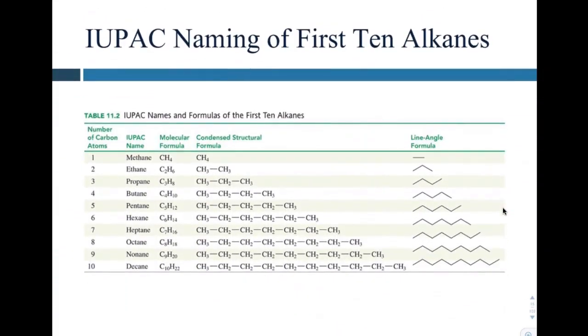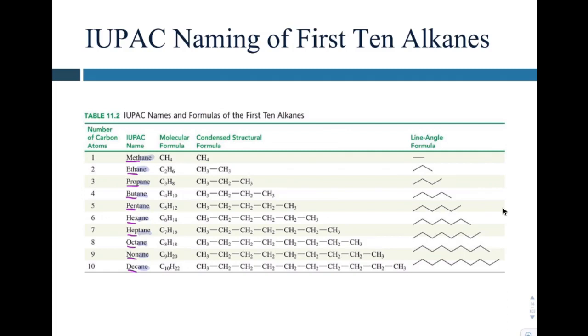And so looking here, here are the names of the first 10 alkanes. If we look at your prefixes, you have meth for one, eth for two, prop for three, but for four, and then you have your same prefixes that you know from your covalent compounds from 5 to 10. And you notice that all of our endings here are anes, because these are all alkanes. So propane, butane, methane, ethane, hexane, those are all alkanes.